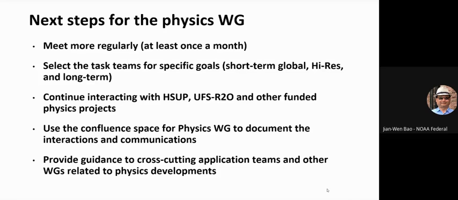We'll continue interacting with other projects, particularly those projects under Hurricane Supplemental and the UFS RTO, to work together and coordinate effort across the UFS community. We're gonna use specific project management tools like Confluence or Smartsheet, whatever is designated for the UFS project management, to coordinate the interaction and the communications between the teams. The physics working group will also provide guidance to cross-cutting application teams and other working groups of UFS related to the physics developments. That's all for the plan. Look forward to questions if there is time.